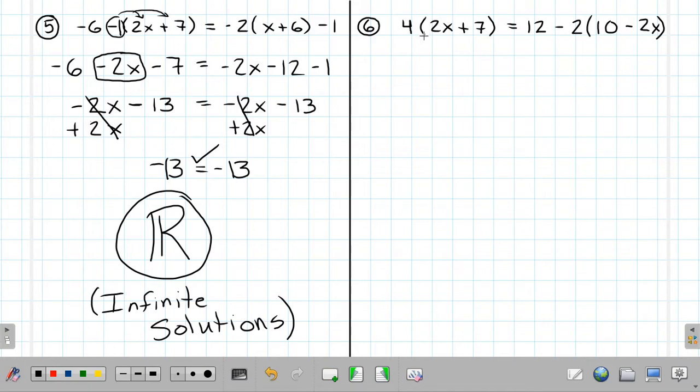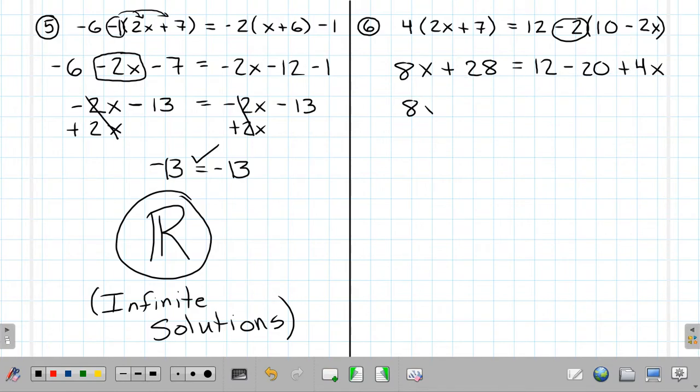Number 6, same kind of thing here. Distribute. Distribute the 4. That gives me 8x plus 28. We have a 12, but then I distribute technically a -2 here, which gives me -20, and then plus 4x. Once again, it changes the sign in here since it's a negative 2 and a negative 2x, or minus 2x. It's going to become a plus 4x.